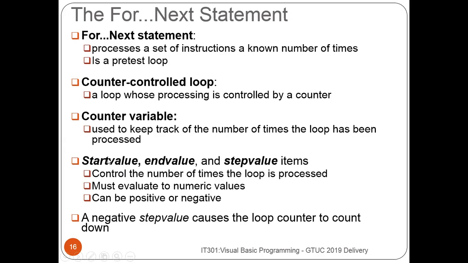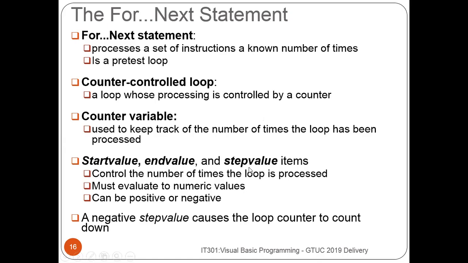So the counter variable will have a start value, which is the initialization. The counter variable would have an end value, which is like the condition, and the counter variable would have a step value. So in C++, we have for x is equal to 0, x less than n, x plus plus. So the 0 is the initialization, the n is the end value, and then the x plus plus is the step value, right? So that's what we mean here.